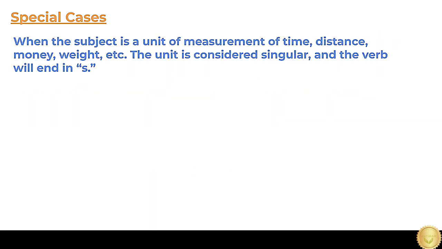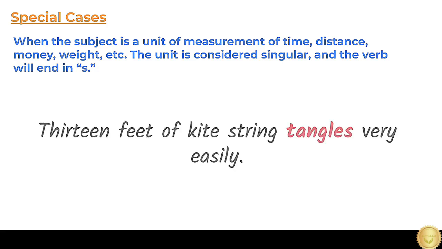Another special case, when the subject is a unit of measurement of time, distance, money, weight. The unit is considered singular and the verb will end in S. Let's look at this in action. So 13 feet, that's our unit of measurement. 13 feet of kite string tangles very easily. So even though there's more than 1 foot of string, 13 feet is still considered a singular unit here. So we use a singular verb.